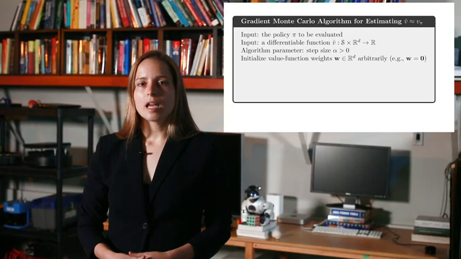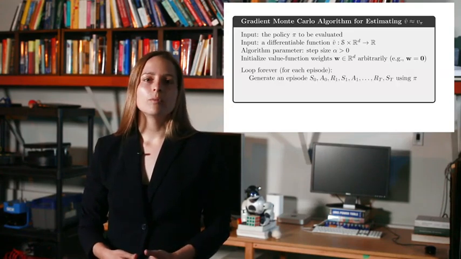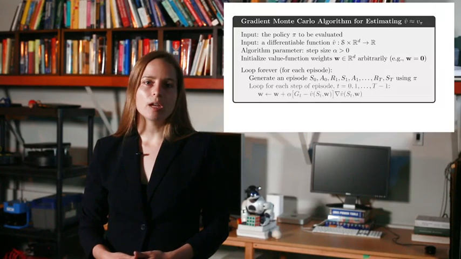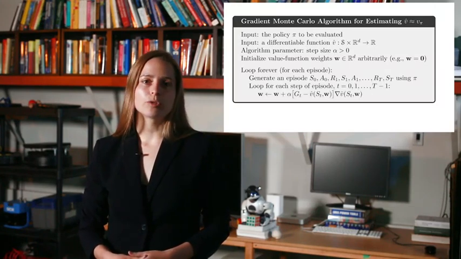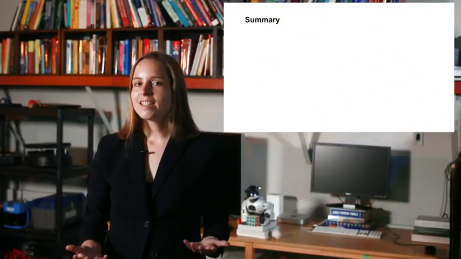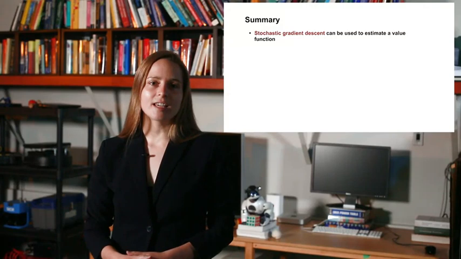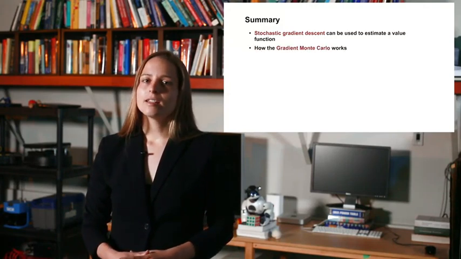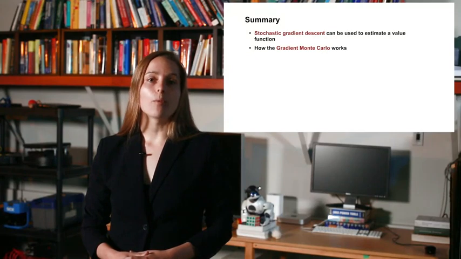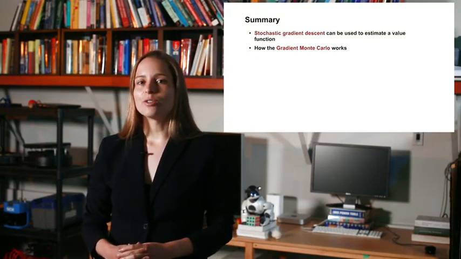We compute the sampled return for each visited state. Then, we loop through every step in the episode and perform a stochastic gradient descent update based on the sampled returns. That's it for this video. You should now understand how stochastic gradient descent can be used to estimate a value function and how the gradient Monte Carlo algorithm works. Next time, you'll get to see the algorithm in action.